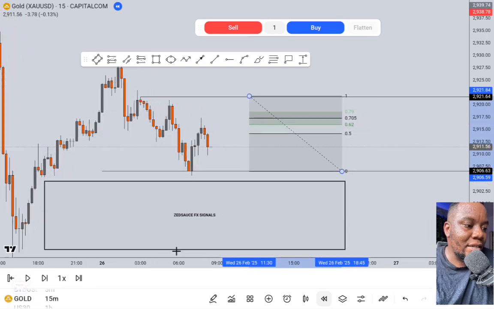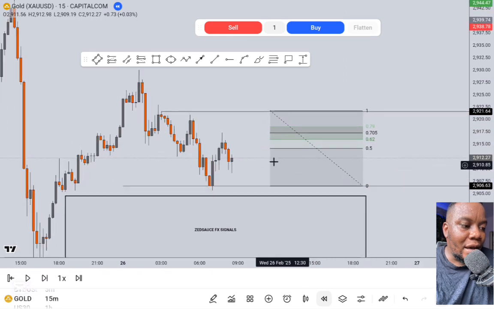As you can see, the market started reversing. So now I did not enter upon this. As you can see, it reversed in this zone directly. I did not enter right there because remember, the market is funny sometimes.